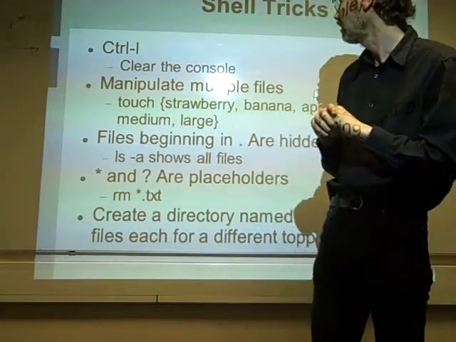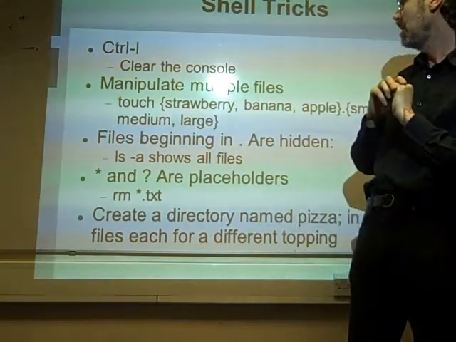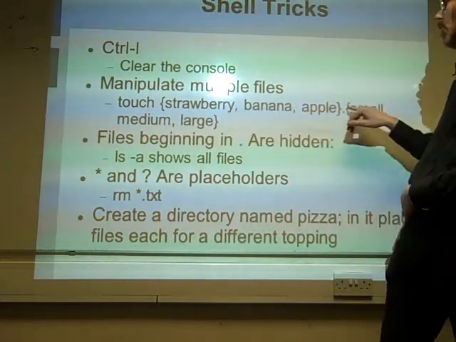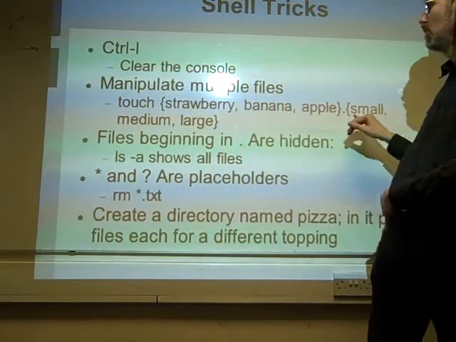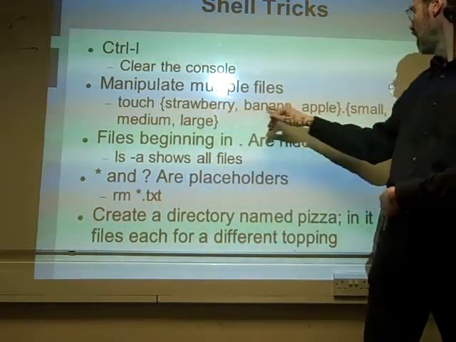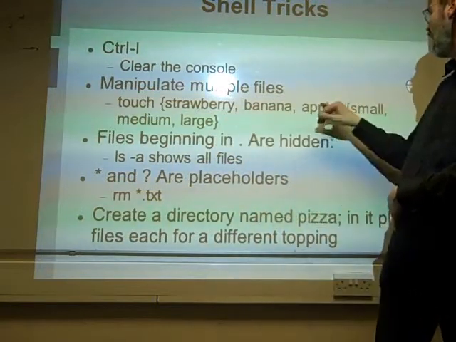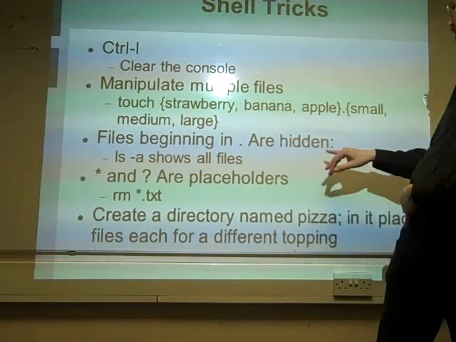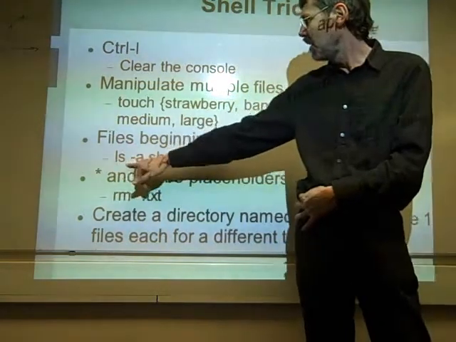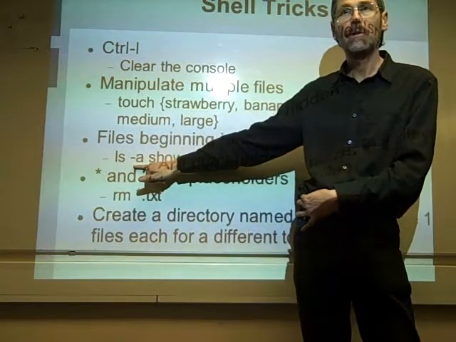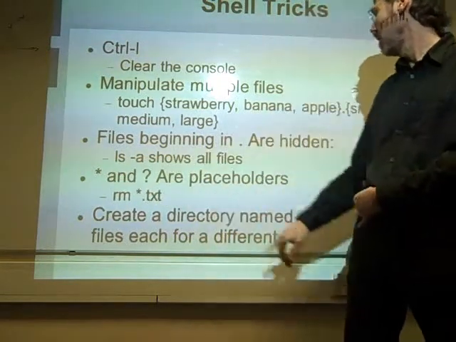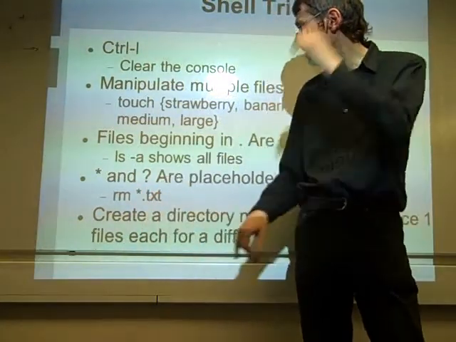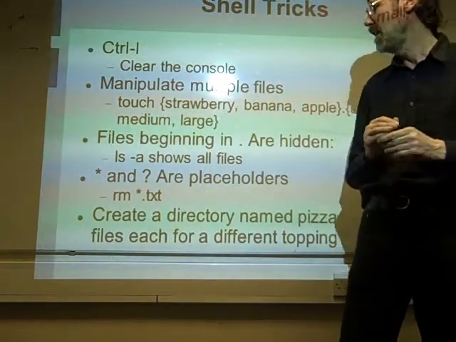We can manipulate multiple files, so this will create files that start strawberry, banana, apple, small, medium, large. So I do strawberry small, strawberry medium, strawberry large, banana small, banana medium, banana large, apple small, apple medium, apple large, all those files created at once. ls -a will show hidden files, files that begin with a dot are normally hidden. These are wildcards, so rm *.txt will remove all files that end in .txt.